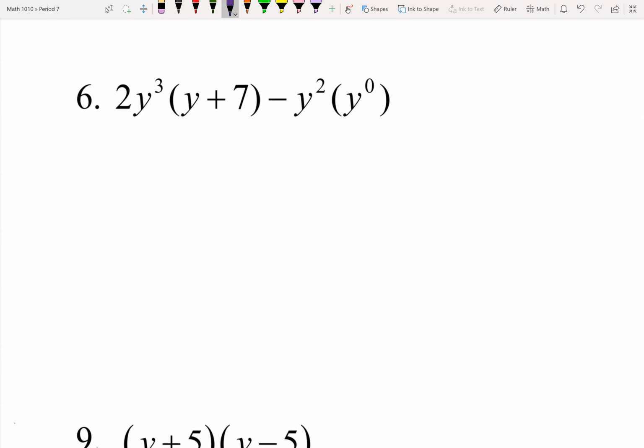People mess up on this often. Okay. Look at question 6 and with one word, tell me the first thing we're going to do. Tell me. Distribute is correct. Okay. So you go 2 times 1 is 2. Y to the third times y to the first is y to the fourth. Then 2y to the third times 7. Well, 2 times 7 is 14. Y to the third.